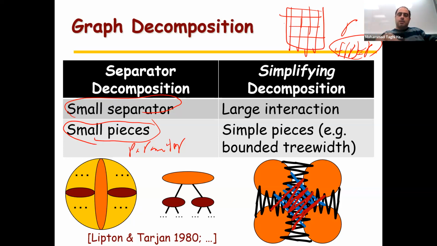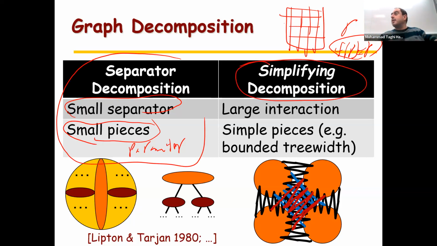So today I talked essentially about the separator approach, Lipton and Tarjan, and the generalization by bidimensionality. Next time I will talk about this simplifying decomposition, where we have some interesting things. Again, they are connected to bidimensionality, but still they have different implications for some problems. And then we will go from there. So I am stopping here now.